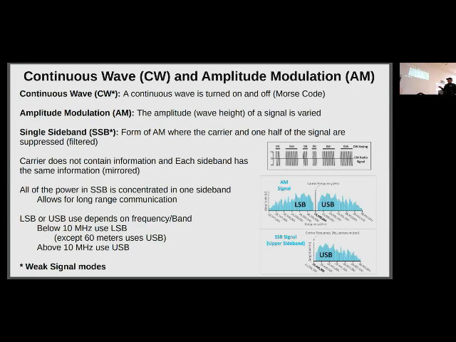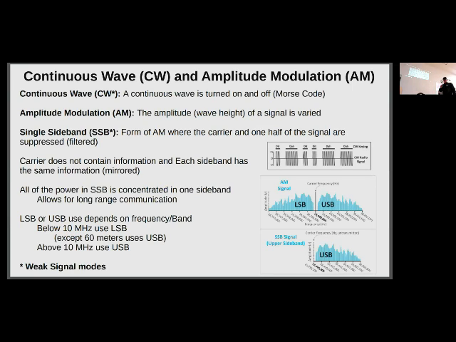There's a rule. There's a convention. It's called that. So if you're below 10 megahertz, you use lower sideband. If you're above it, again, you're upper sideband. So you just go, okay, 10 megahertz, that's our cutoff, right? Below it, lower sideband. Above it, upper sideband.